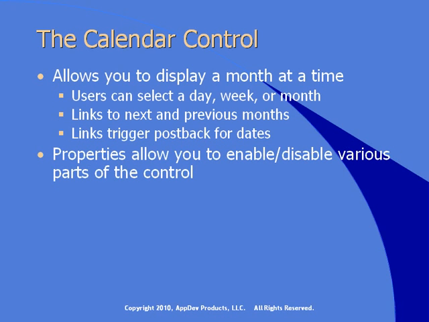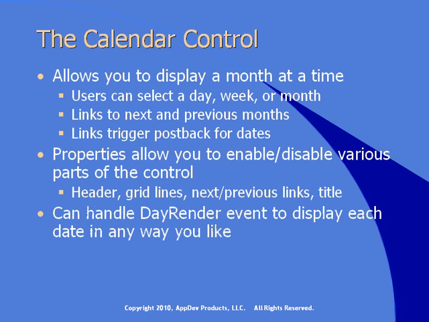The control includes properties that allow you to enable and disable various parts of the control. You can turn on or off the header, the grid lines, the next or previous links, the title, and more. You can even handle a special event, the day render event, which allows you to display each date in any way you like. It gives you a chance to format individual dates.